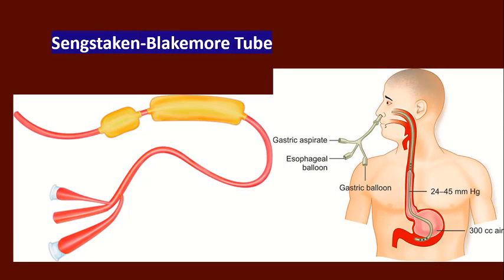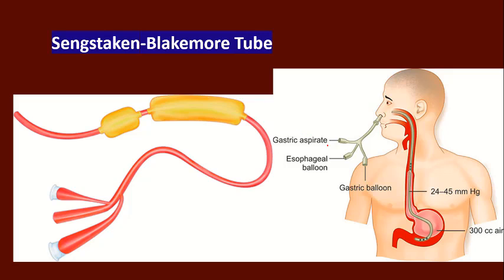Another option to control variceal bleeding is balloon tamponade. This is used in hospitals where there is no access to endoscopic management, and it is considered an emergency procedure done to control the bleeding and then refer the patient to a specialized center to deal with the bleeding.